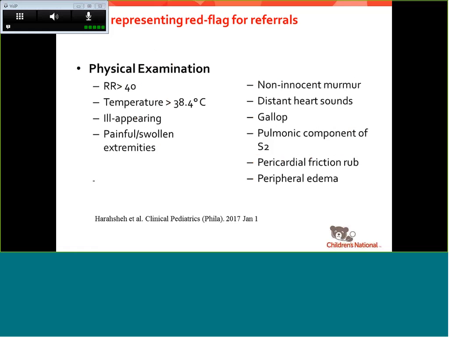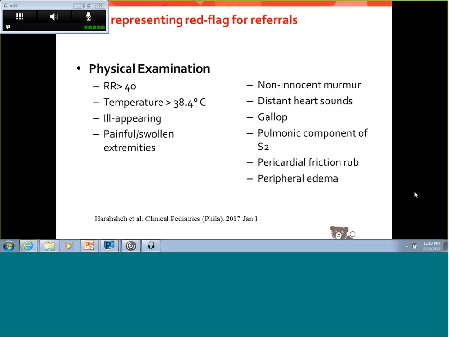On examination, here I'm focused on identifying cardiac disease explaining chest pain. So I will be worried if there is tachypnea, fever, ill appearance, if there are any swellings in the extremities or pain, a non-innocent heart murmur, muffled or distant heart sounds, a gallop to suggest heart failure, a loud second heart sound, a friction rub, and peripheral edema.